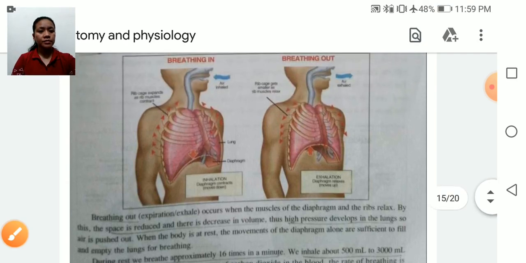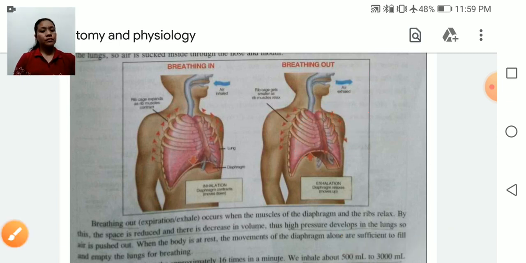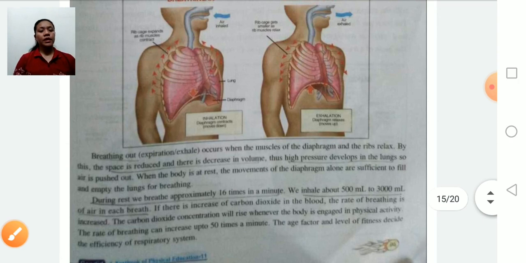See it here. During breathing out, the ribs muscles come inward, the diaphragm comes upward. Therefore there is a high pressure in the lungs. When the pressure develops in the lungs, the air goes outside. This is the mechanism of breathing, inhale and exhale.